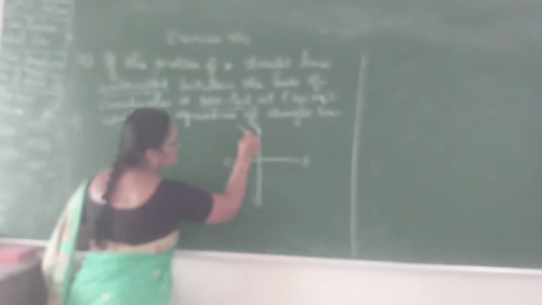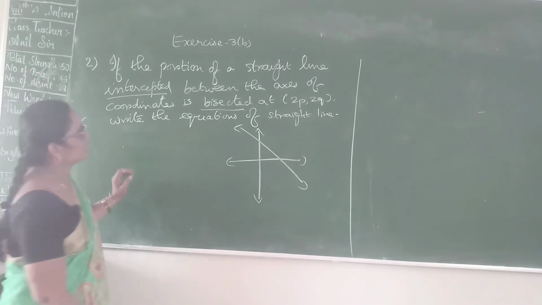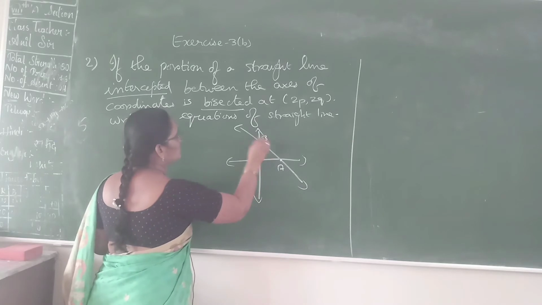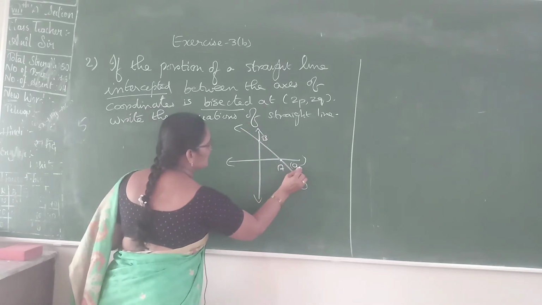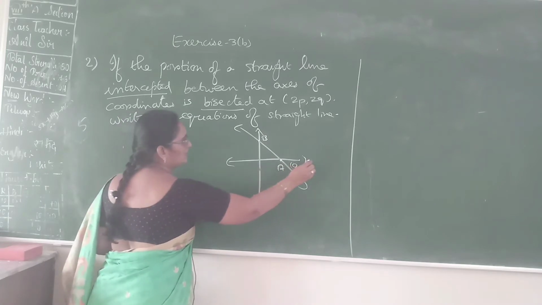Now suppose your straight line is like this. Then it is bisected. Now what are the points here? This is a point A, this is a point B. And here what happens? A comma 0. Why? Because here x intercept. This is x.